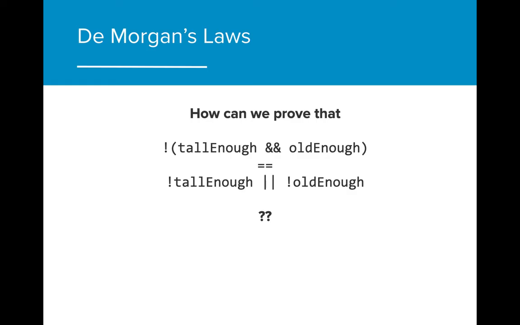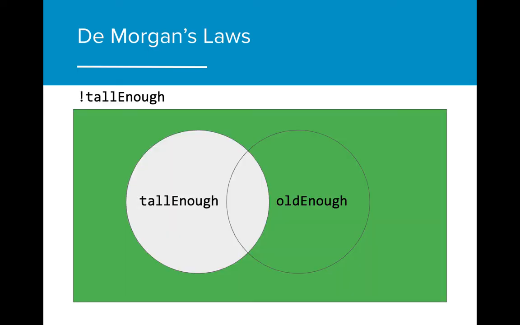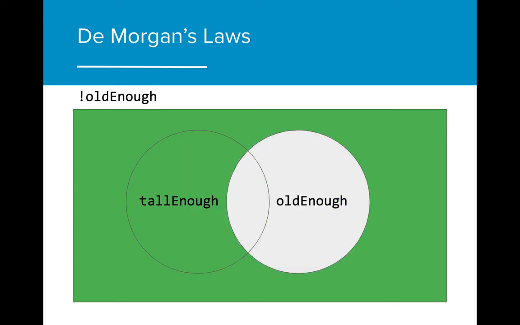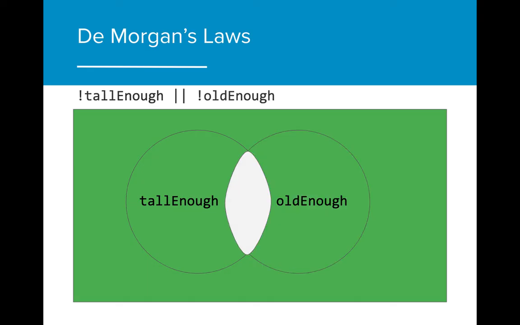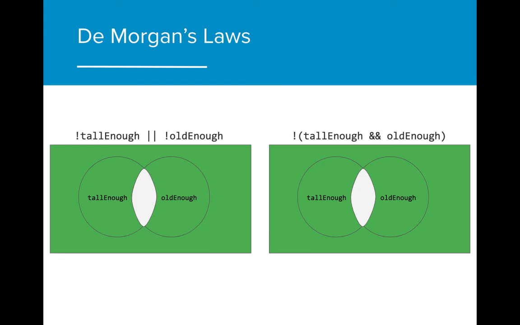De Morgan's laws say that this previous statement is equal to all the people who are not tall enough or not old enough. Everything in green are all the people who are not tall enough. Now everything in green are all the people who are not old enough. If we want all the people who fit into either of those categories, we need to combine all of the green. This is the group of people who are either not tall enough or not old enough. As we can see, the visualization between both Venn diagrams is the same, indicating they evaluate to the same values.